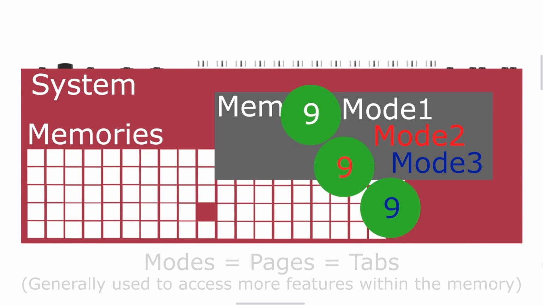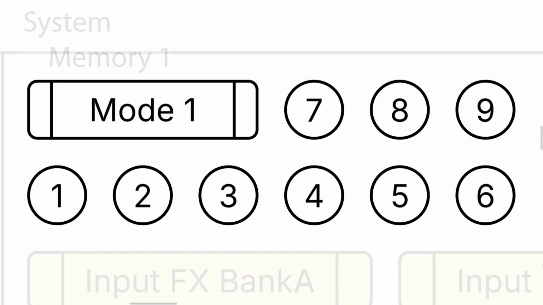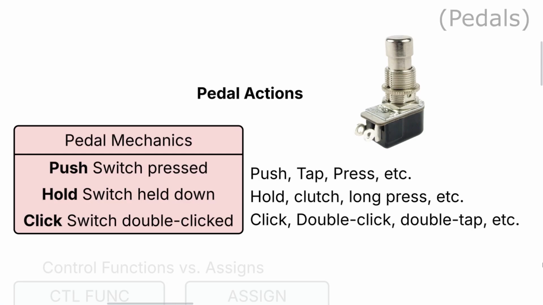Let's display this a different way. So here we go. Mode 1 on memory 1 of the system could look like this. It has 9 pedals, and those 9 pedals can be assigned to do different things. So first let's talk about the pedals themselves and what the actual mechanics are.